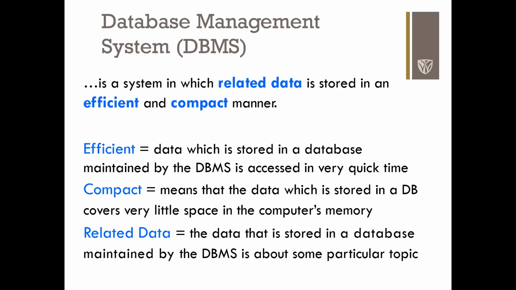So again, the database management system is a way of keeping related data and storing it in an efficient and compact manner. It's efficient in the sense that it's able to be accessed very quickly. It's compact in the sense that we try to store the data in as little storage space as necessary, and the database management system handles that. And then the related data part is that the data that's stored in a specific database is typically about some particular topic. So we might have a customer database or a marketing database or whatever it might be.